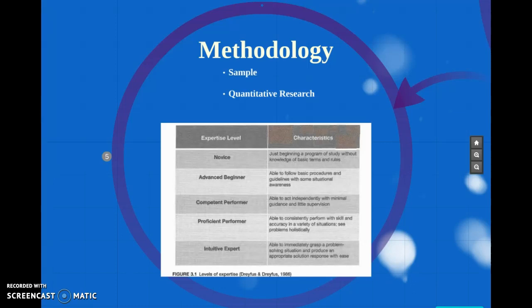Quantitative research. A questionnaire was developed by the researcher. It served a threefold purpose.